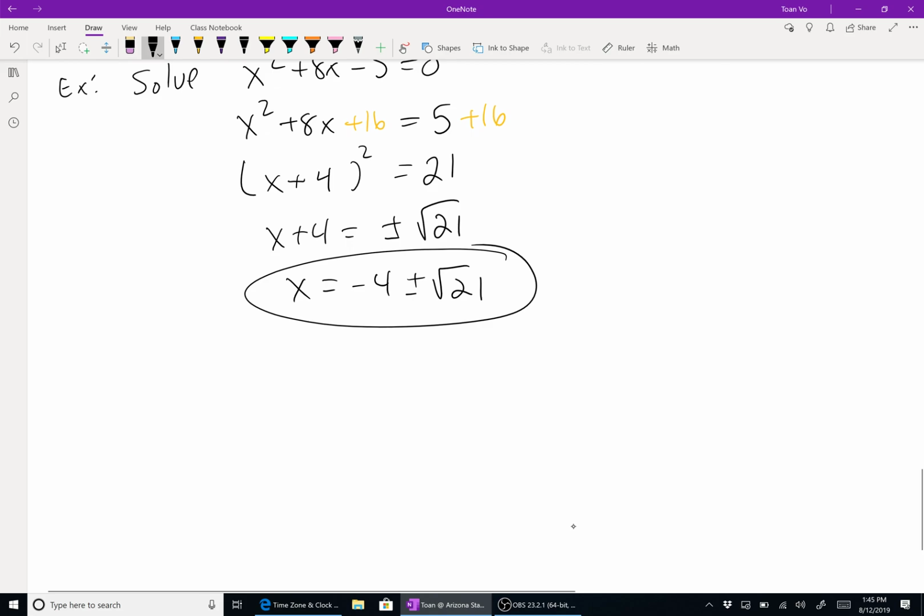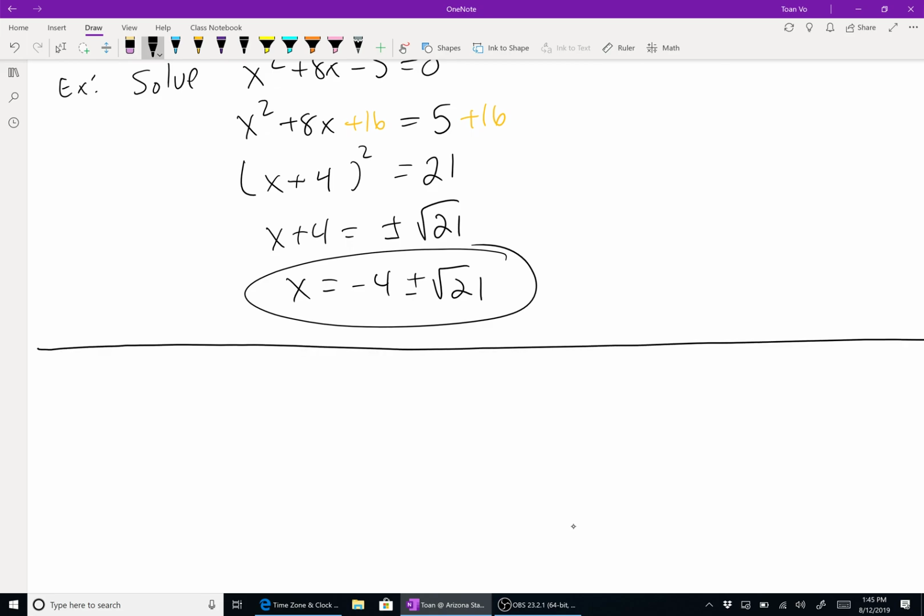Right. The last tip, the last suggestion I have for you, so this is the end of the notes.